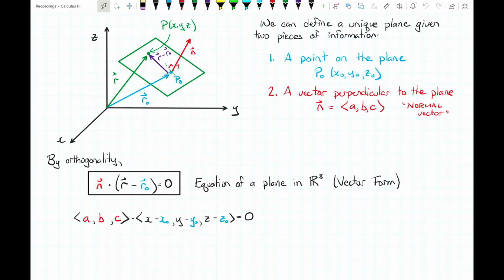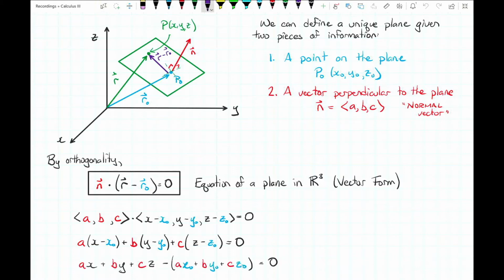The dot product of those two vectors must equal 0. That's pretty easy to expand out. Component-wise multiplication from the scalar product or dot product, and then we can expand and collect some terms. This gives us ax plus by plus cz, where x, y, and z are the components of an arbitrary point on the plane, minus ax naught plus by naught plus cz naught, all of that being subtracted in parentheses, and that x naught, y naught, z naught is a specific point on the plane that we already know.